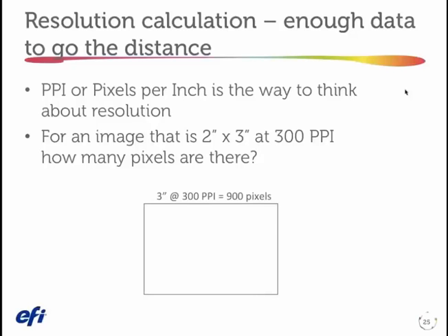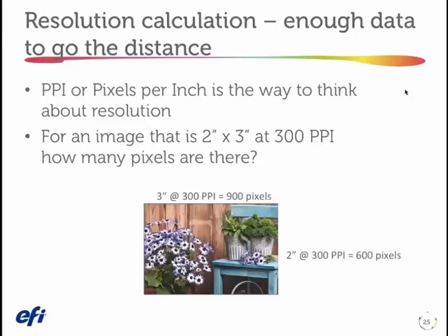In the 3-inch dimension, if I have 300 pixels for each of those inches, I'm going to have 900 pixels. In the 2-inch dimension, at 300 ppi, I'm going to have 600 pixels. Great. So if I have an image that's 900 by 600 pixels, and I want to print it 3 by 2 inches on my page, it's going to have excellent detail. Like that.